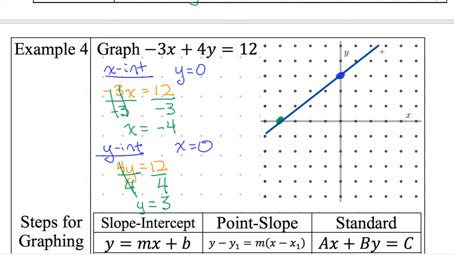And of course, don't forget your arrows.